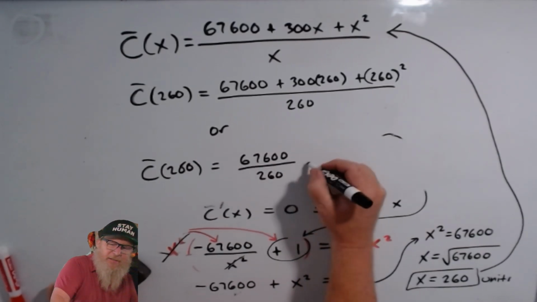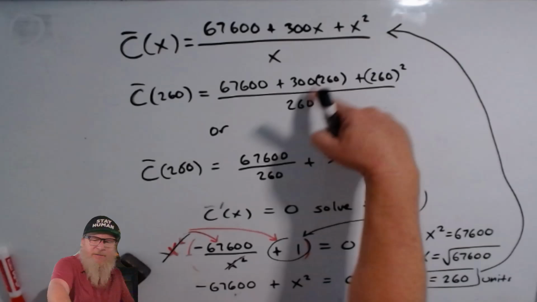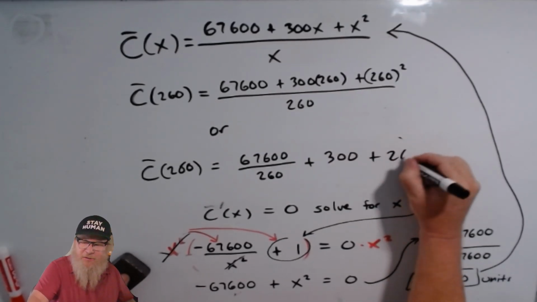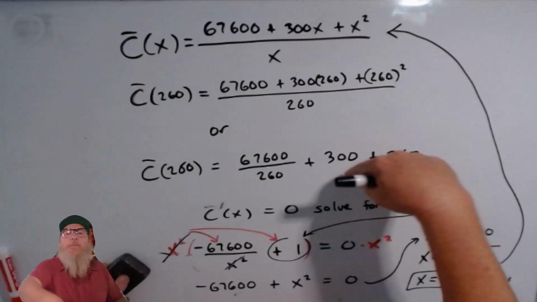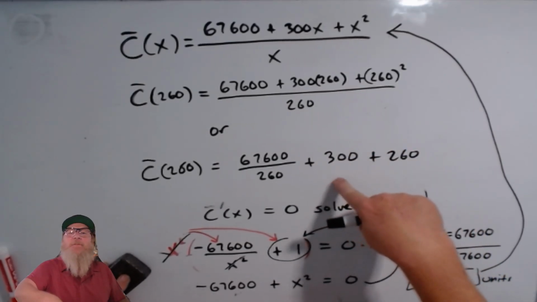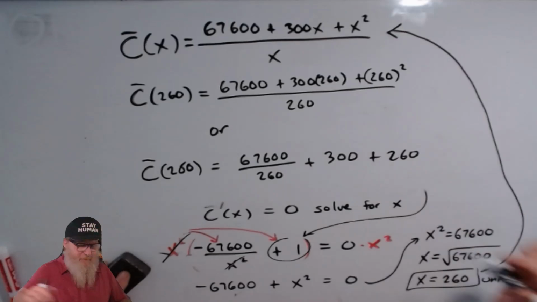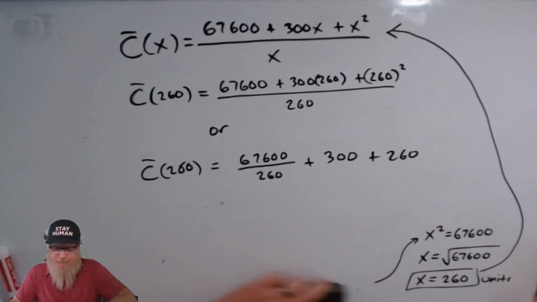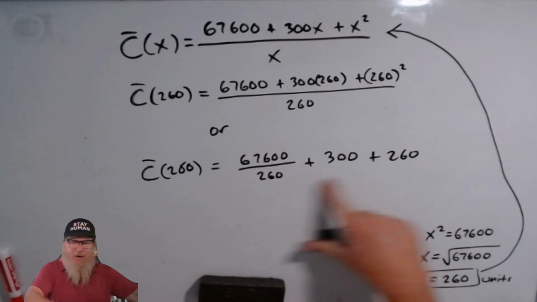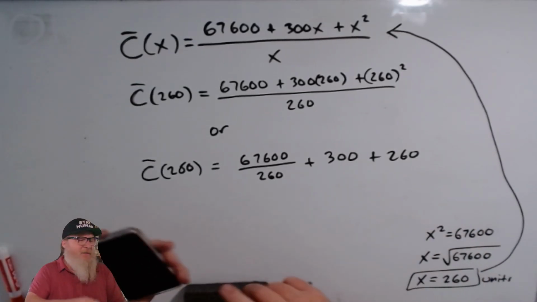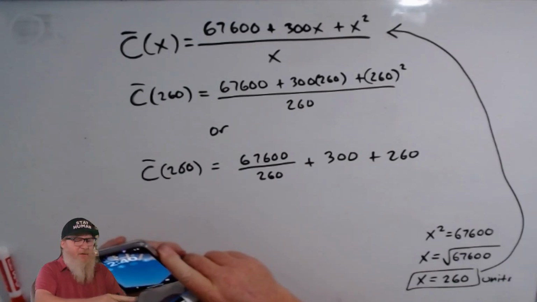67,600 over 260 plus 300. So that one will go away. Plus 260. These will be equivalent, right? This is the simplified version. This is the unsimplified version. Since I already have the simplified version, I'm just going to go ahead and use that.